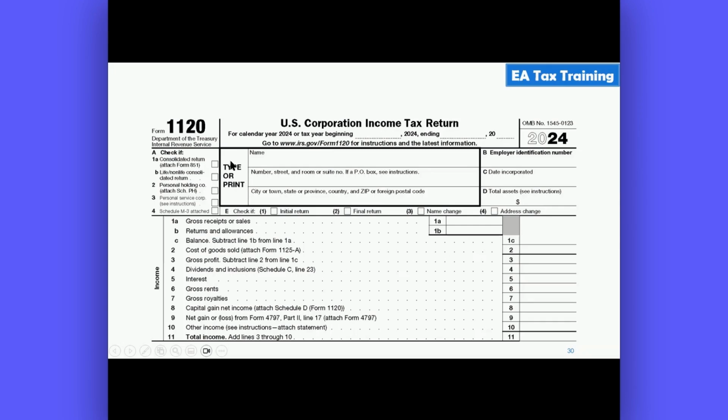And then you can see, again, this is a C Corp. So you've got dividends, interest, rents, royalties, capital gains. Net gain or loss from Form 4797. That's selling those business assets, such as that old van. That's where that would go. And then you've got other income that leads you to total income.